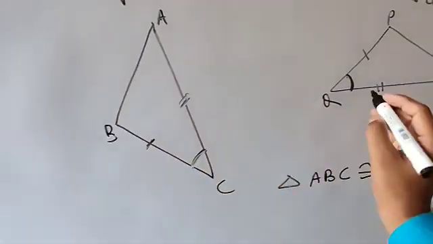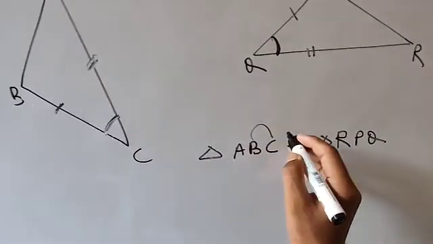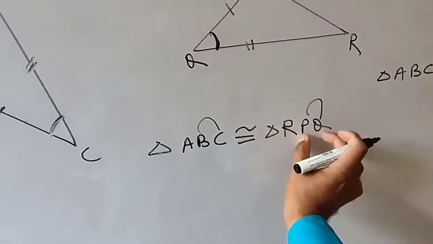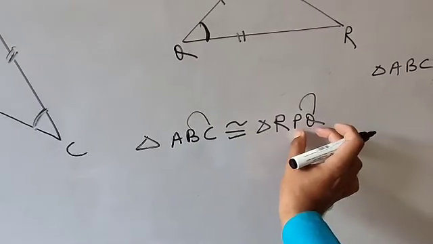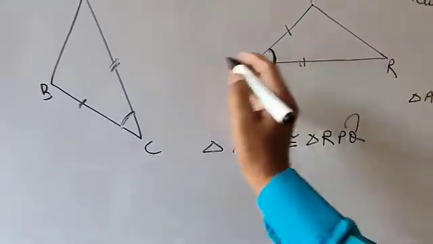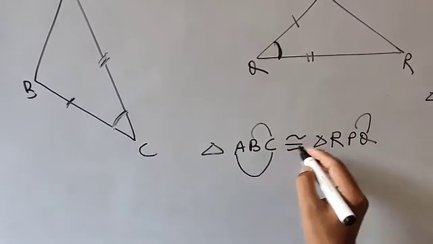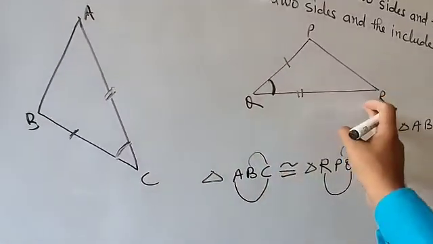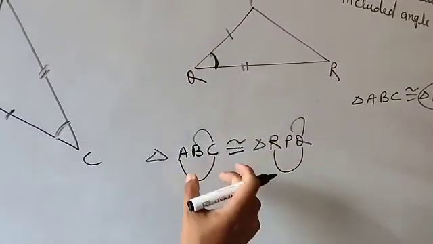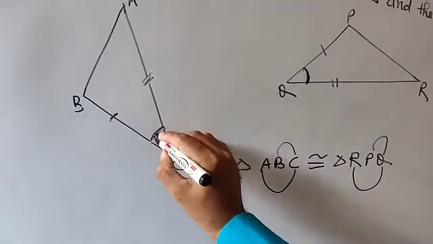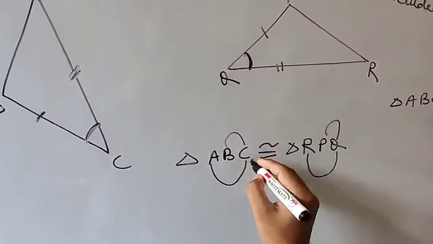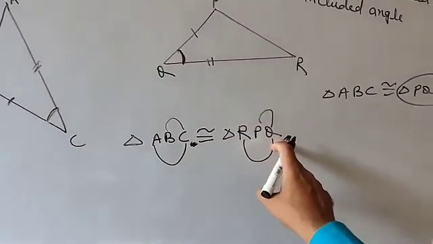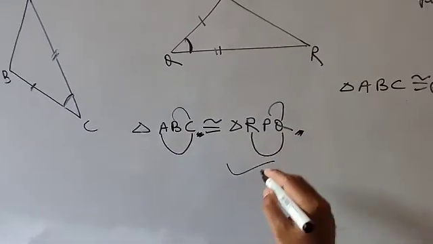Here it is given that BC equal to PQ. So BC correspondence should be with PQ. BC is in the last two positions, so PQ is also in the last two positions. AC equal to QR, so AC equal to RQ. So correspondence is here also, and here angle C is given equal to angle Q. So C is in the last, so its correspondence with Q is also in the last. So that is going to follow the correspondence.